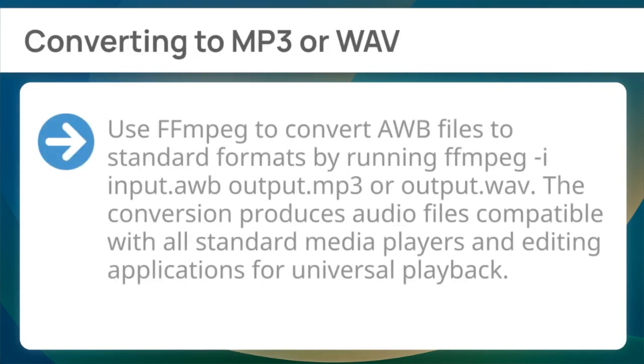Next, converting to MP3 or WAV. Use FFmpeg to convert AWB files to standard formats by running ffmpeg -i input.awb output.mp3 or output.wav. The conversion produces audio files compatible with all standard media players and editing applications for universal playback.